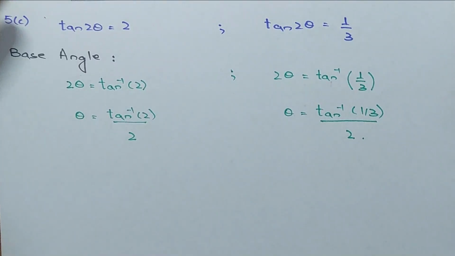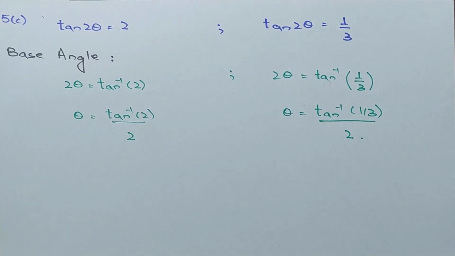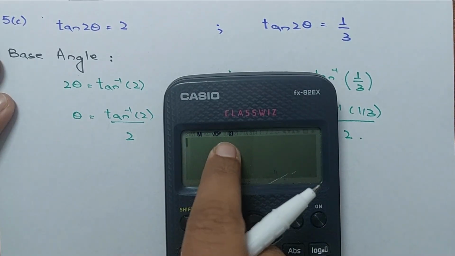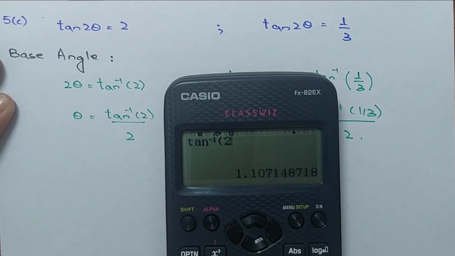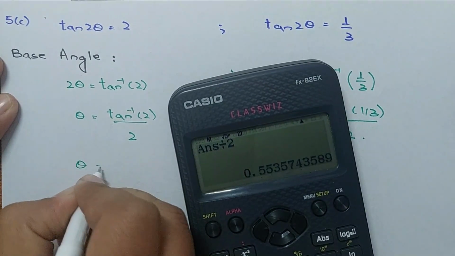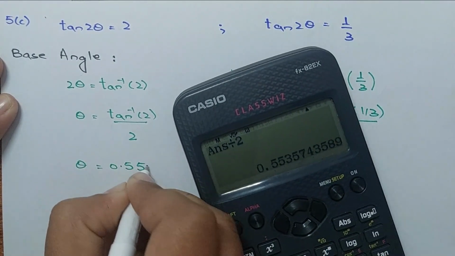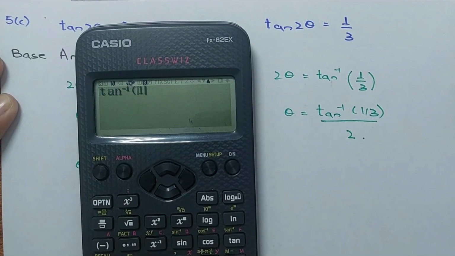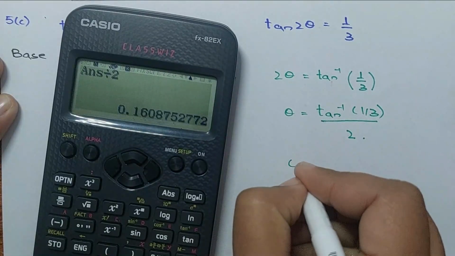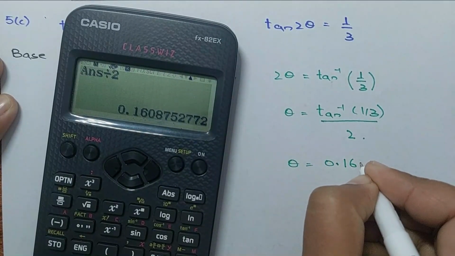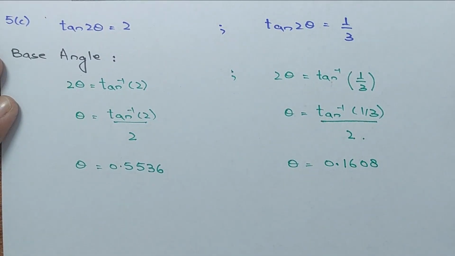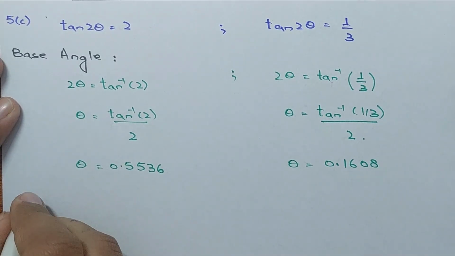Since no domain for theta is mentioned, we just need to figure out the positive value of theta, and that value should be the least one, and in radians. Your calculator should be in radians. Now tangent inverse of 2 divided by 2, this value of theta is 0.5536 radians. Now tangent inverse of 1 over 3 divided by 2, this value of theta is 0.1608. Both are positive, both are in radians, we need to pick the least positive value.